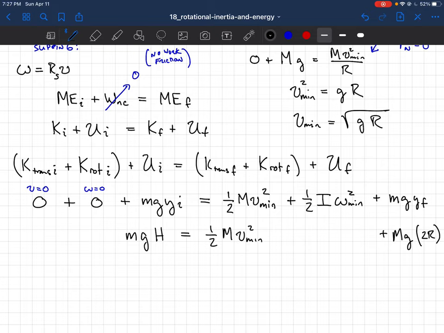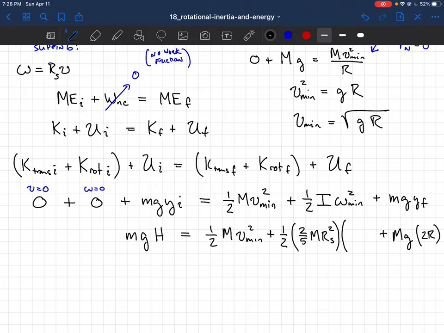And now we need to look at the new part about the rotational kinetic energy. So I is I for the solid sphere. And I for the solid sphere, we know, is 2/5 the mass of the object times the radius of the object, so R_s, squared.